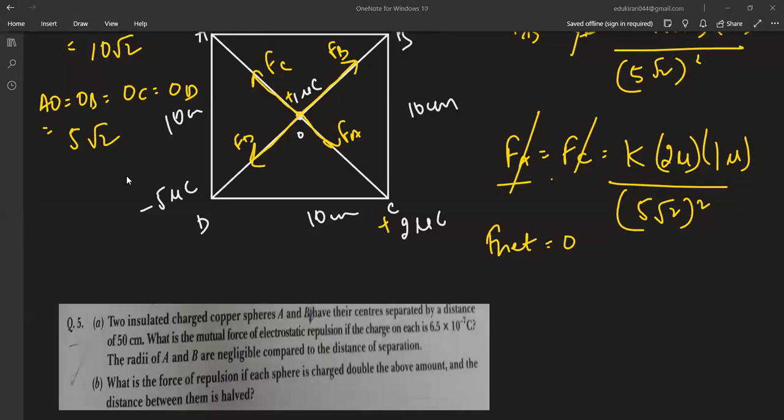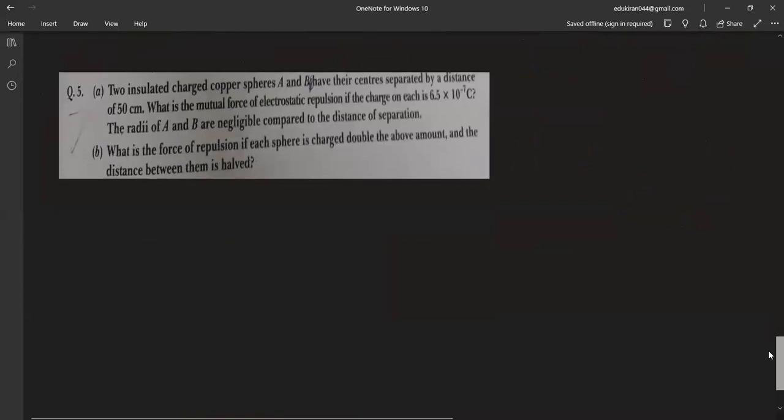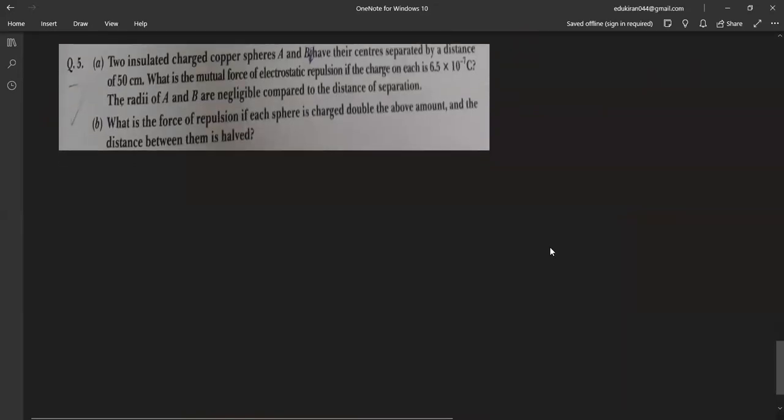Okay, now let us discuss. I hope you people have written the above one. If anyone is writing, please stop. See, it says that two insulated charged copper spheres A and B have their centers separated by a distance of 50 centimeters. What is the mutual force of electrostatic repulsion if the charge on each is 6.5 into 10 to the power minus 7 coulomb? The radii of A and B are negligible compared to the distance of separation. Second part says, what is the force of repulsion if each sphere is charged double the above amount?